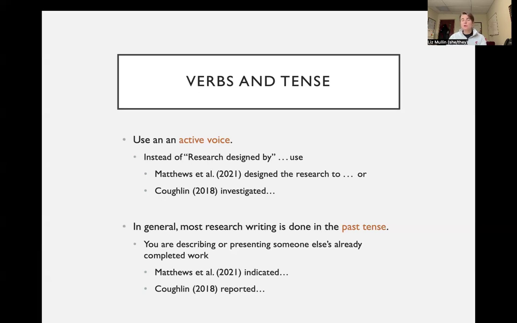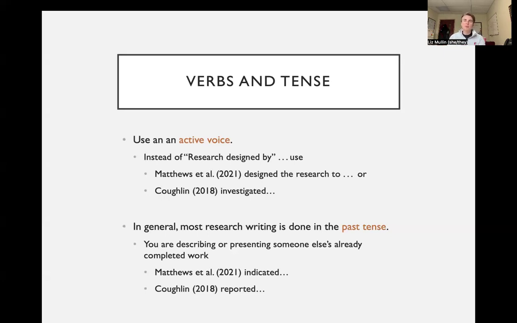Another thing, most research writing is done in the past tense. Generally, you are describing or presenting somebody else's work that's already been done. So instead of saying "Matthews indicates," you say "Matthews et al. indicated." Instead of saying "Coughlin reports," you say "Coughlin reported."